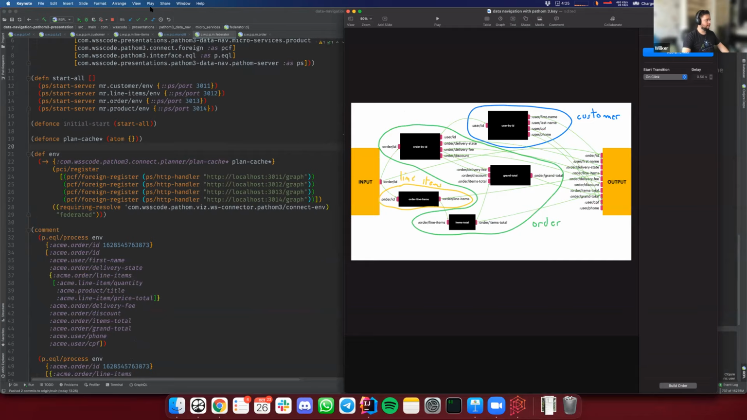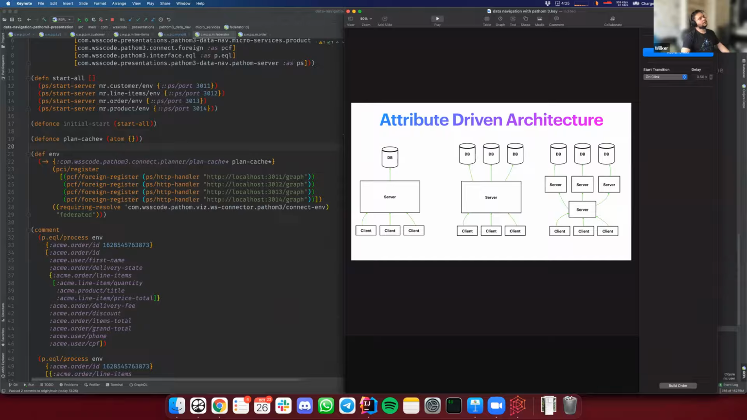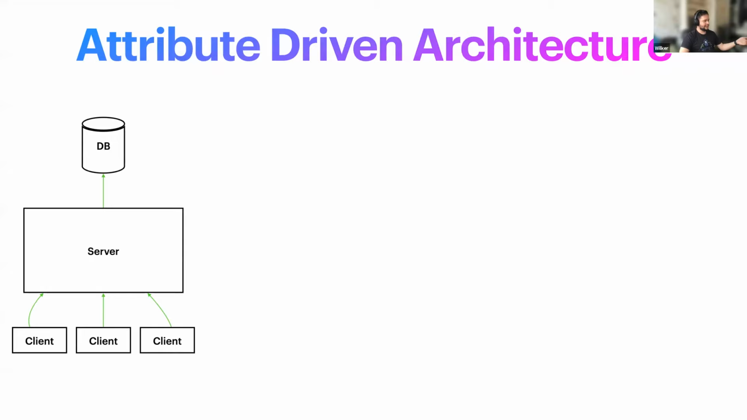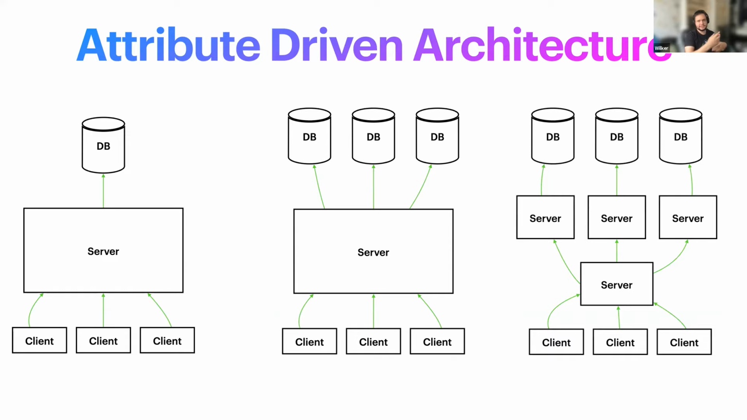Let me go back to my presenting mode. So what I was trying to show you here is that using attribute-driven architecture, you can do something like this, where you have just a single server with a single DB, and you have attributes. You ask them, you get a response back. You can have one single server that has multiple DBs, and you have resolvers that are spreading things around. Or you can even go more crazy, and have an architecture that has multiple services and multiple databases and things going on.